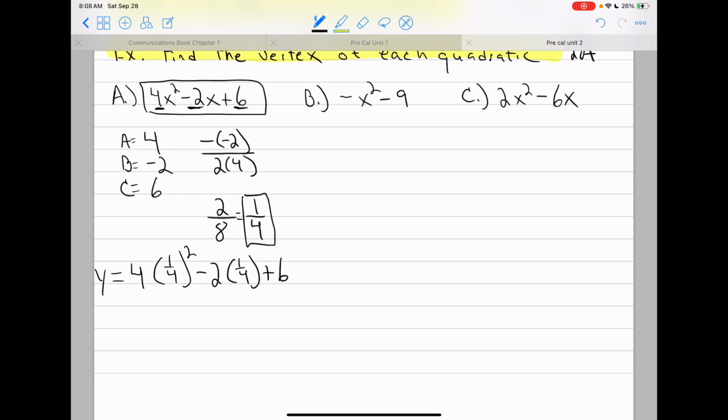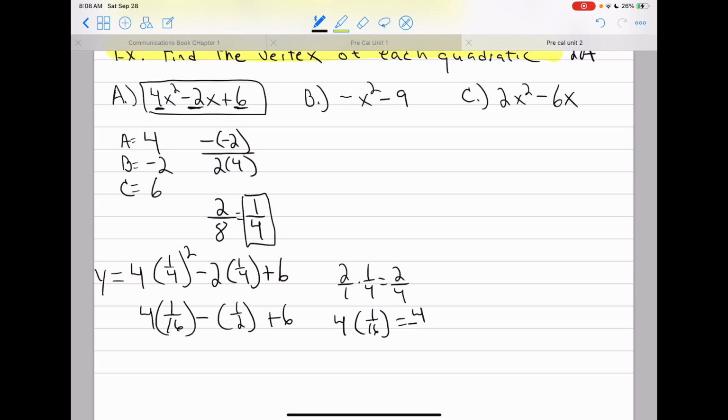Okay, so let's do it. 1/4 squared is 1/4 times 1/4. That's 1/16 times 4 minus 2 times 1/4. 2 over 1 times 1/4 is 2 over 4, which is 1/2. So that's minus 1/2 plus 6. Well, 4 times 1/16 is 4 over 16, which if I simplify is 1/4. So this all became 1/4 minus 1/2 plus 6.